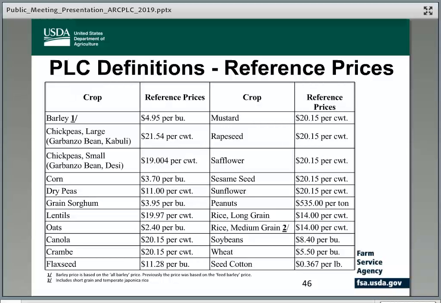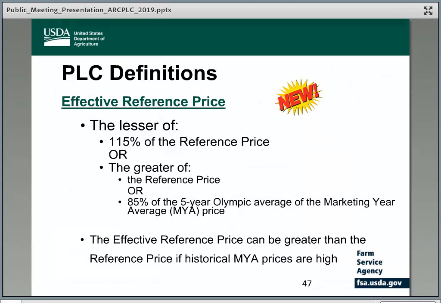So under the previous Farm Bill, if you participated in PLC, you might have a good idea as to how this program worked. But basically, we looked at these reference prices. And so if we were looking at barley, if the marketing year average price for the year fell below $4.95 per bushel, then we triggered a PLC payment for barley. It's not quite as simple anymore because now we have this effective reference price. So we're not just looking at the reference price, we're looking at the effective reference price to determine if a PLC payment is going to trigger.